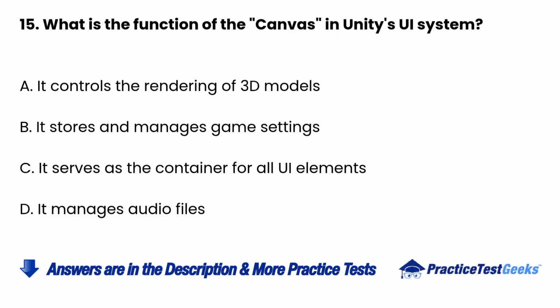15. What is the function of the canvas in Unity's UI system? A. It controls the rendering of 3D models. B. It stores and manages game settings. C. It serves as the container for all UI elements. D. It manages audio files.